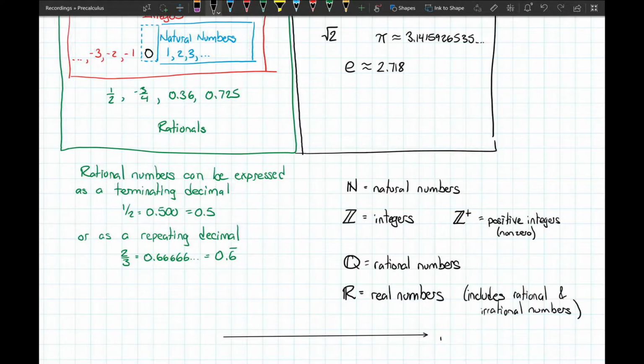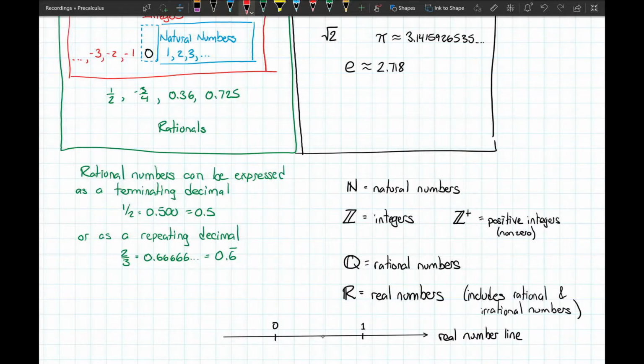So we call this the real number line, and we can indicate places on that line including 0, which is a natural number. It's also an integer. It's also a real number. And we can include 1 on that number line if you want. 1 is a natural number. It's also an integer. It's also a rational number.